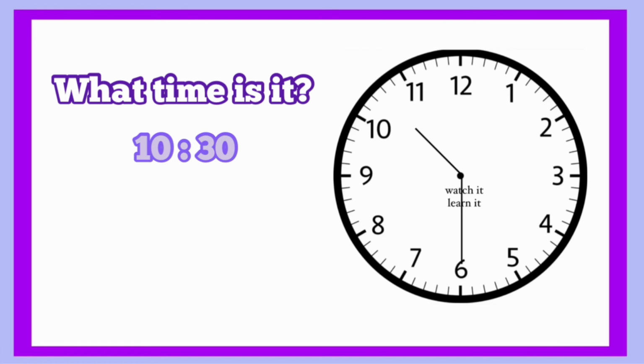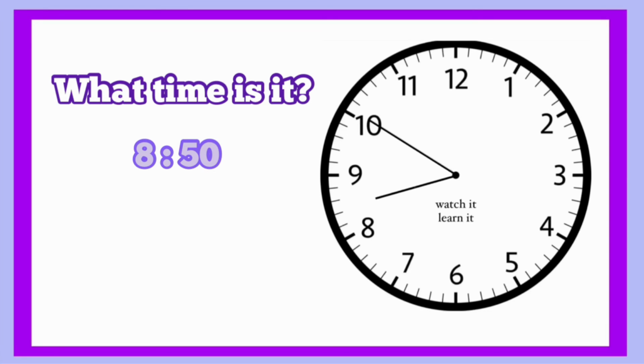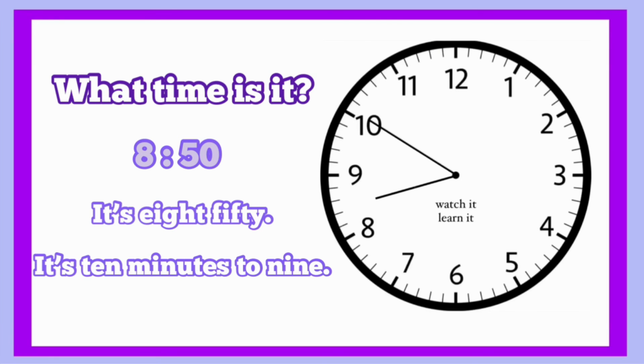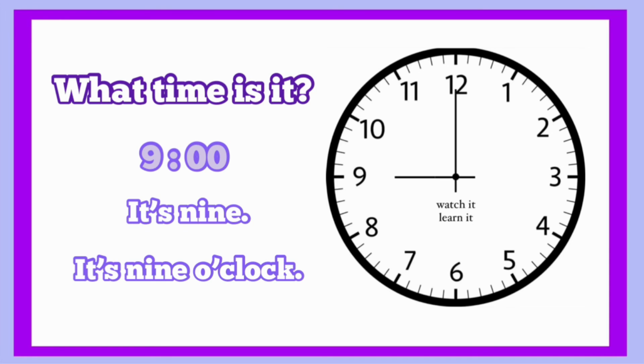Alright, now what time is it? Excellent, it is 10:30 or in another word, it is half past 10. Now tell me about this one. Perfect, it is 8:50 or you can say it is 10 minutes to 9. And the last one, which is so simple. Can you tell me what time is it? You can say both it is 9 or it is 9 o'clock. Both of them are correct.